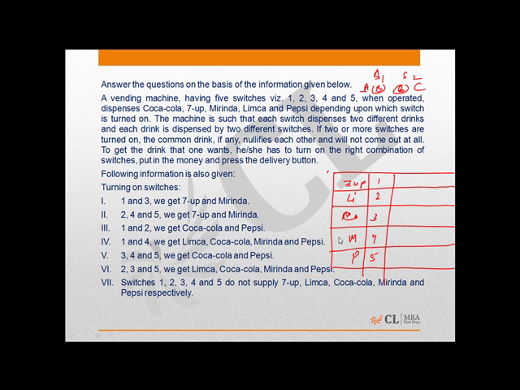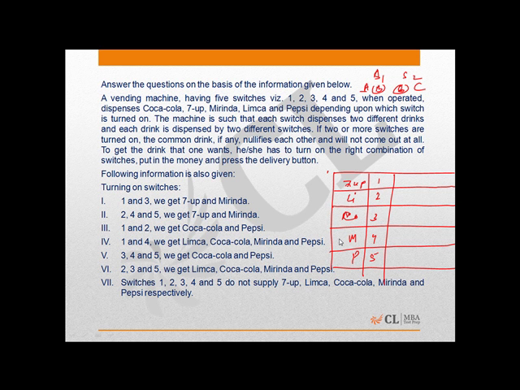So let's start with statement 7, in which it is given that switches 1, 2, 3, 4, and 5 do not supply 7 Up, Limca, Coca-Cola, Mirinda, and Pepsi respectively, which is represented in the table drawn on the slide.